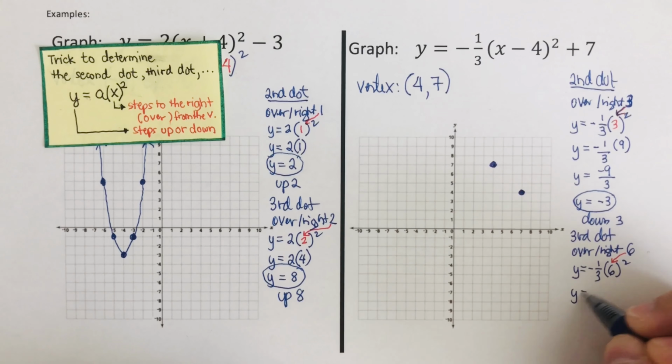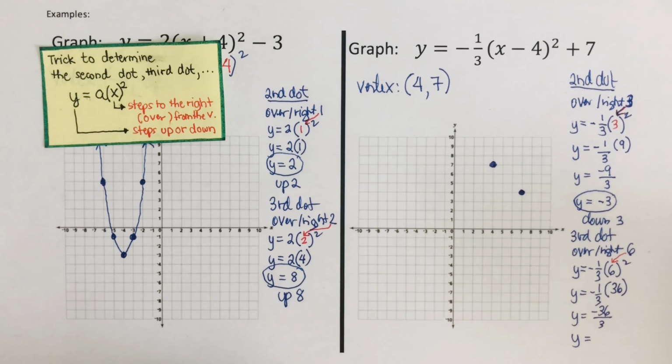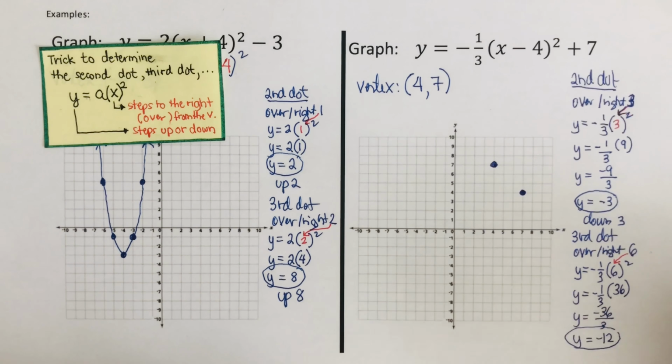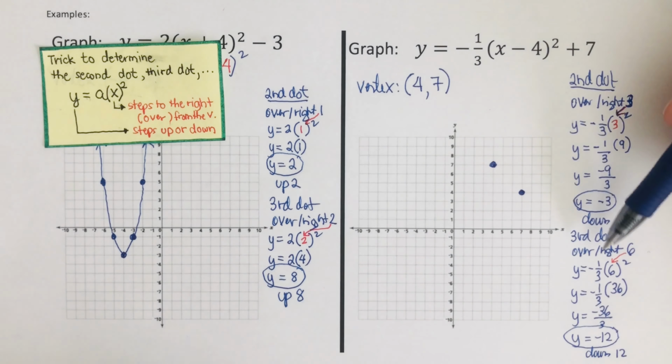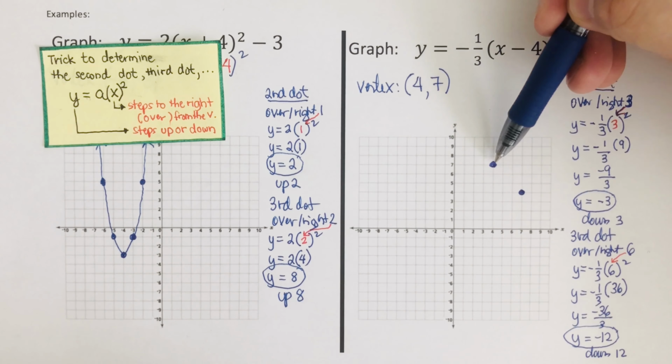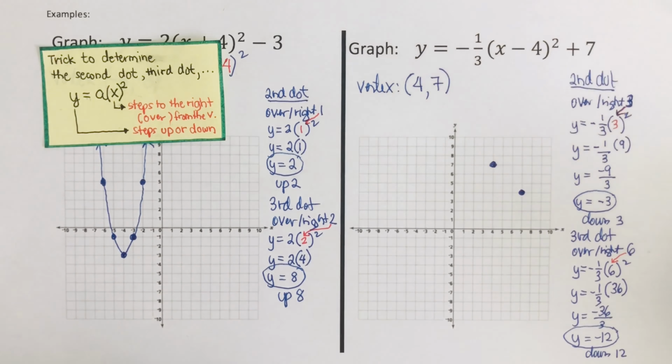So this would come out y is equal to negative 1/3 parentheses, 6 times 6 is 36. So that would come out negative 36 over 3. So our y here is negative 12. What does negative 12 tell us? We go down 12 steps. So I go over or right 6 from the vertex, and I go down 12.